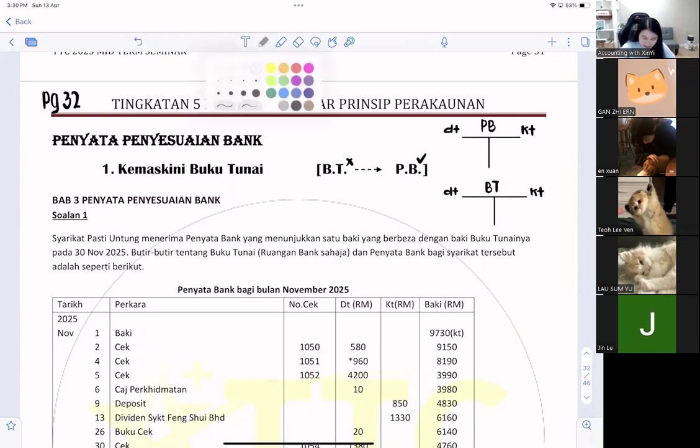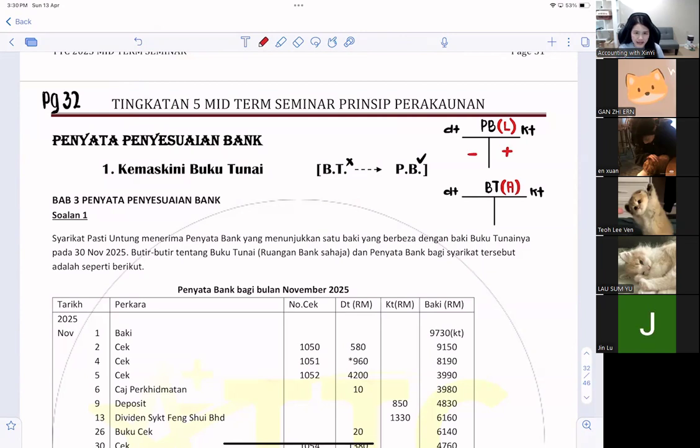Reason being, penyata bank, they will view our money as their liability. Well, I'm preparing my own buku tunai. Of course, I will look at my money as asset, correct? So when the point of view is different, the plus minus will also sit on a different position, correct? So for penyata bank, the positive is credit. Negative is debit. So they are opposite.